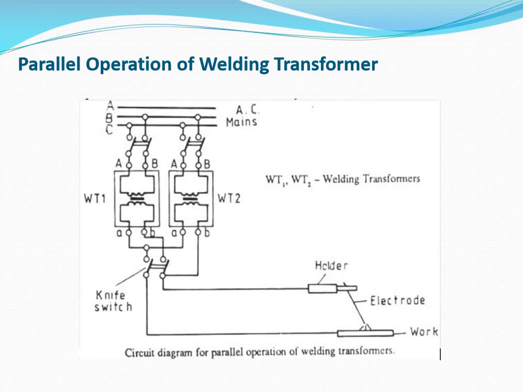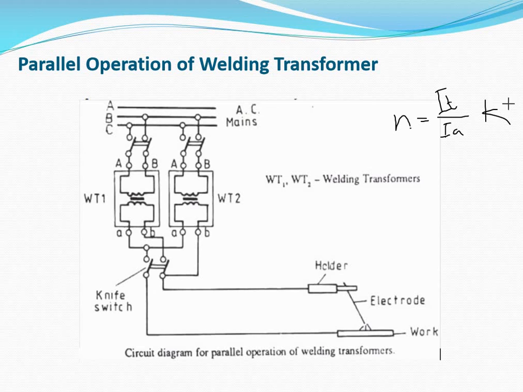The number of arcs or welding circuits which can be connected to a welding transformer can be found by the relationship N is equal to I_T divided by I_A into K. Here N is the number of arcs or number of welding circuits, I_T is the rated output current of the welding transformer, I_A is the average arc current in each welding circuit, and K is the diversity factor.